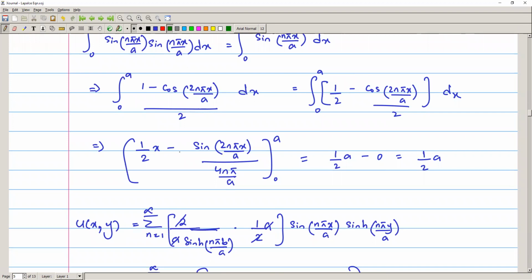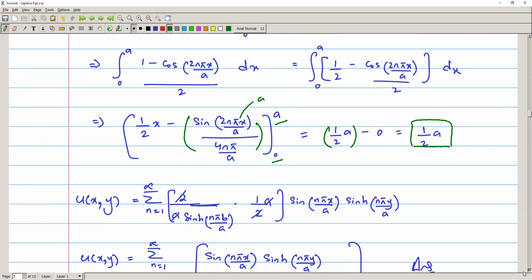Then the integral of 1 over 2 is 1 over 2 x, minus the integral of cosine, which is sine. So we will apply the limits from 0 to a. So it will be half times a minus 0, because this whole function will be 0 at 0, and I will apply a in place of x here, so it will be sine 2n pi. So sine 2n pi is equal to 0, and again, sine 0 is also 0. Therefore, we will only get 1 upon 2 times a. So the value of the integral is a over 2.